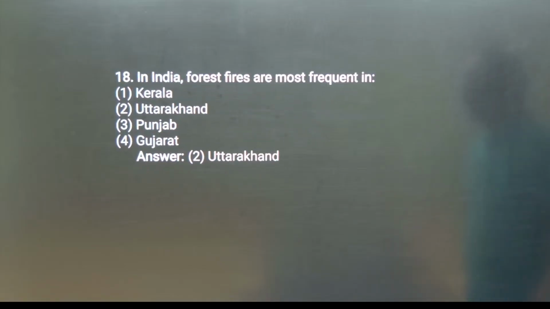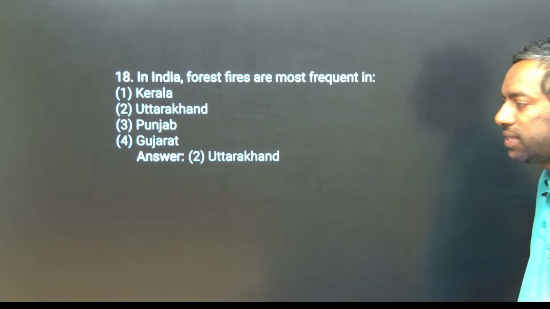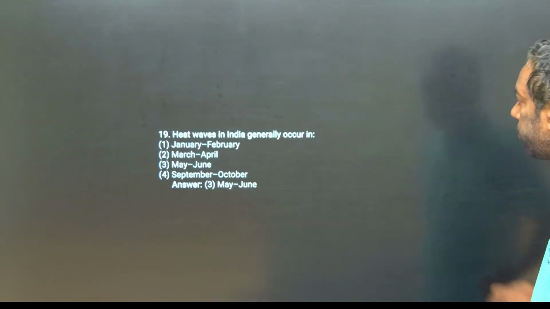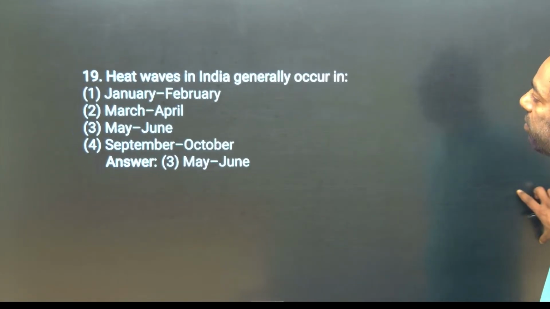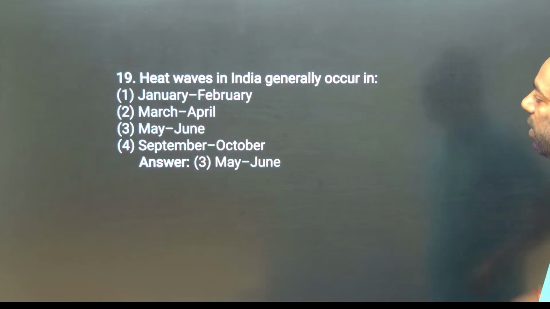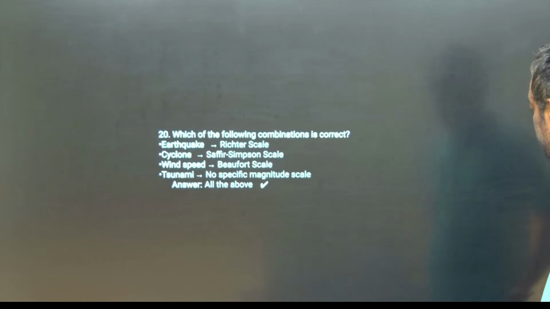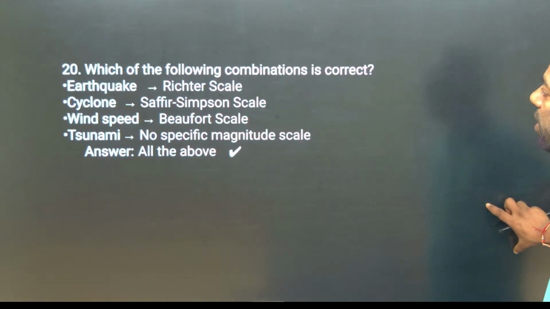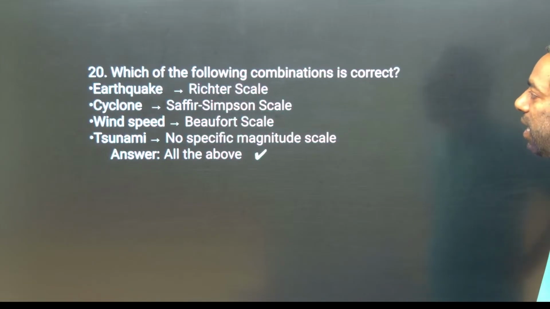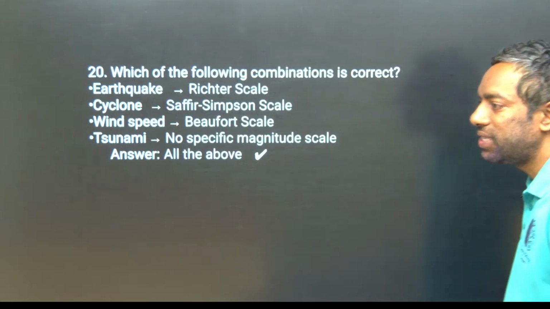In India, forest fires are most frequent in Uttarakhand. Heat waves in India occur in May and June, especially in places like Bihar. Which of the following combinations is correct? Earthquake is Richter scale, cyclone is Saffir-Simpson, wind speed is Beaufort, and tsunamis have no specific magnitude scale. All of the above is correct.